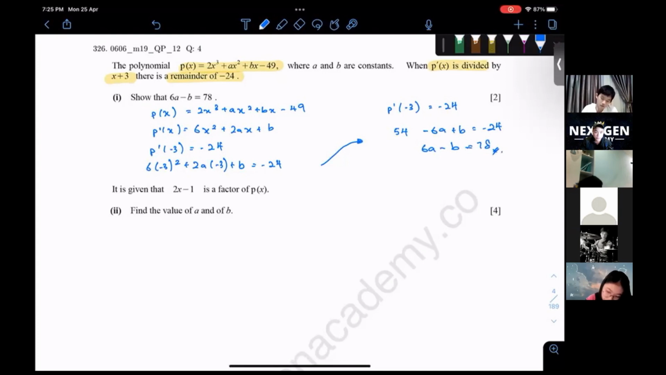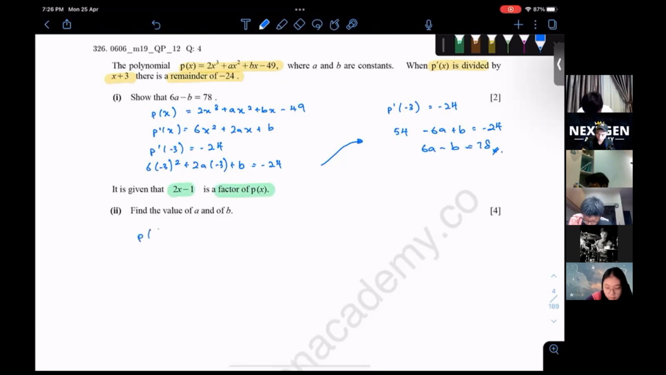Okay, then the next part is given that 2x minus 1 is a factor of p(x). Find the value of a and of b. So what do we know about factor? According to the factor theorem, if we consider it as a factor, you divide by whatever, then the result will be equal to 0. So in this case 2x minus 1 equals to 0. Therefore, x will be 1 over 2.